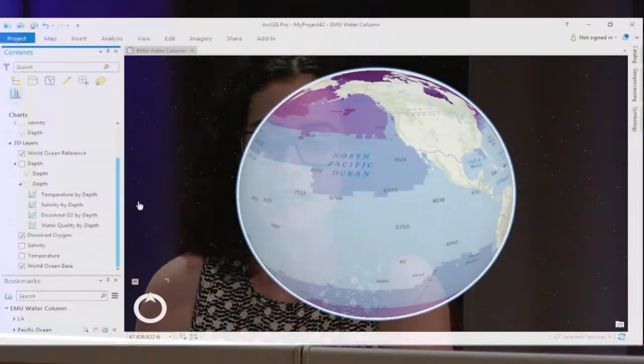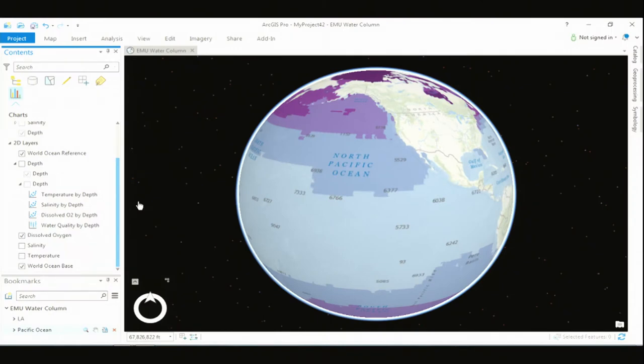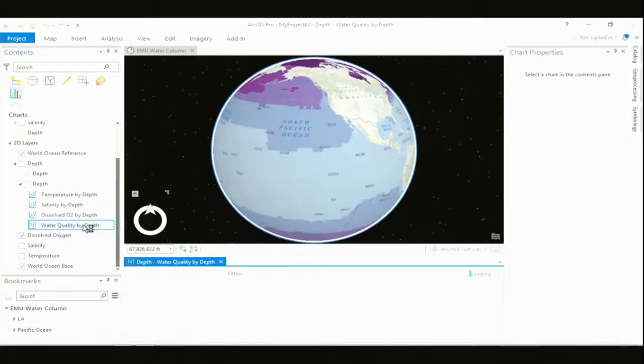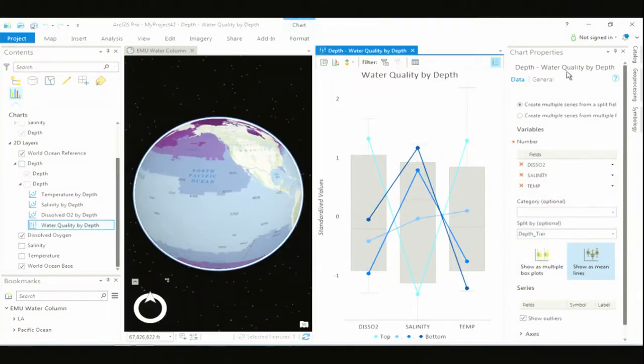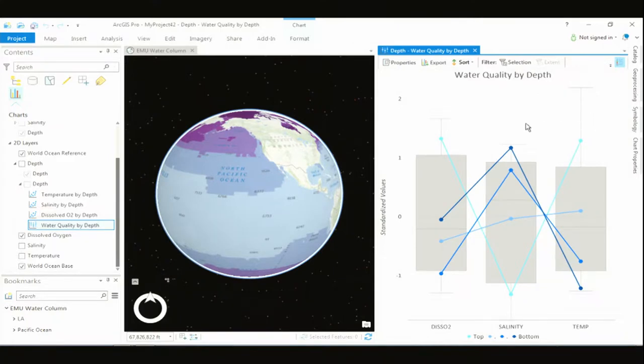So how can we make sense of all of this data? Let's employ some data visualization techniques to explore these different variables. I'm going to start by making some charts here, exploring water quality by depth. If we look here at these box plots, I have separated the different depth levels by color, with the lightest blue being the surface layer of the ocean and the darkest blue being at the bottom of the ocean.